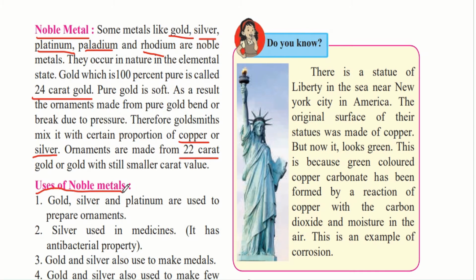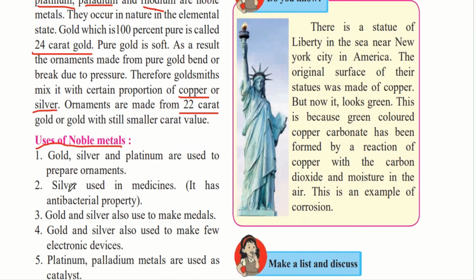Uses of noble metals. Gold, silver and platinum are used to prepare ornaments. Ornaments or jewelries are made usually from either gold or silver or platinum. Silver is used in medicines. It has antibacterial property. So, some medicines contain very little silver, because when we take this silver as medicine, it has antibacterial property. So whatever bacterial infection is present in our body, the silver kills the bacteria. Therefore, it is called as having antibacterial property.